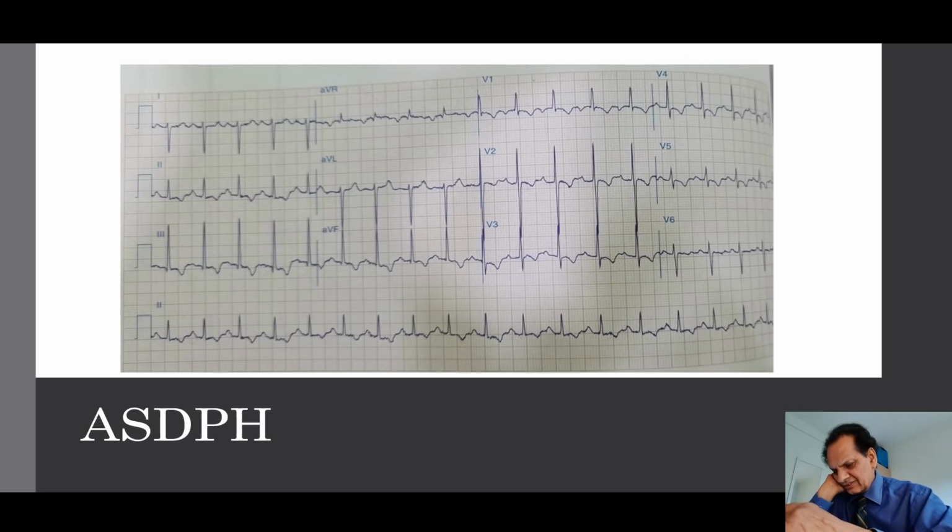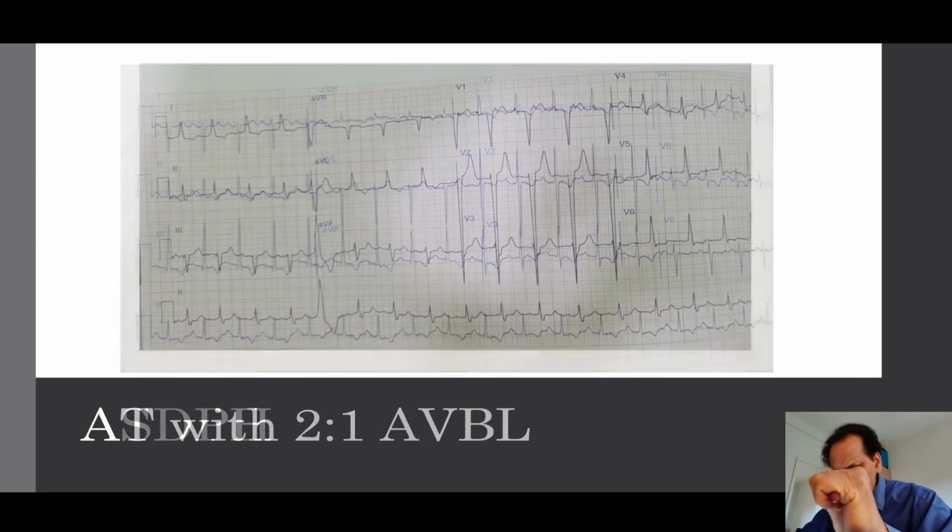ASD with pulmonary hypertension, RVH you are seeing. Right axis you are seeing. And this is a case of ASD. Keep this in mind: such a right axis, a deep S wave in lead 1 and an R wave in lead 3. Extreme right axis I should say. Right ventricular hypertrophy you can very easily see here. So, ASD with pulmonary hypertension.